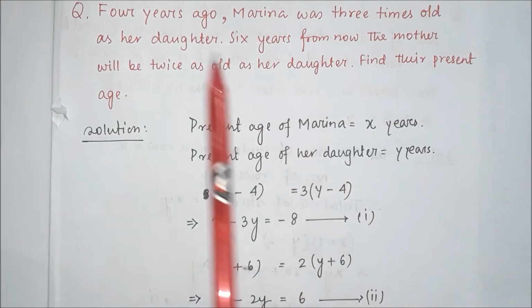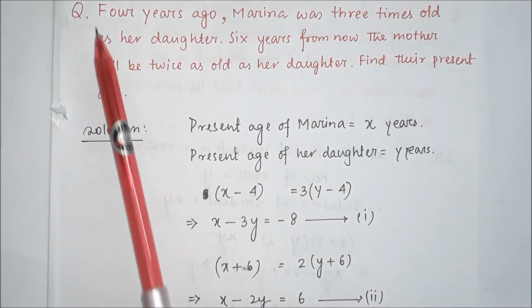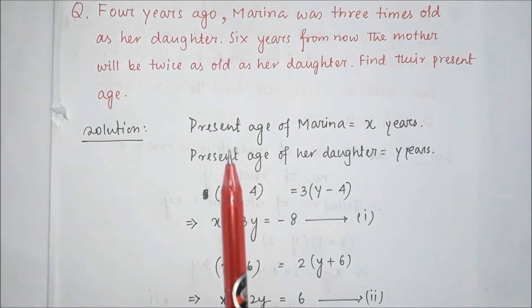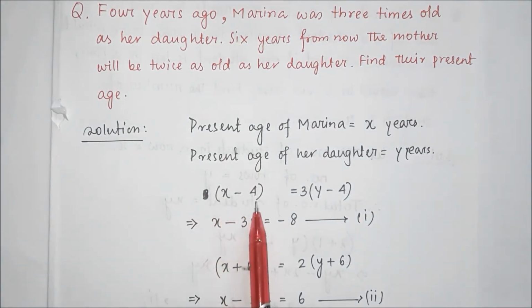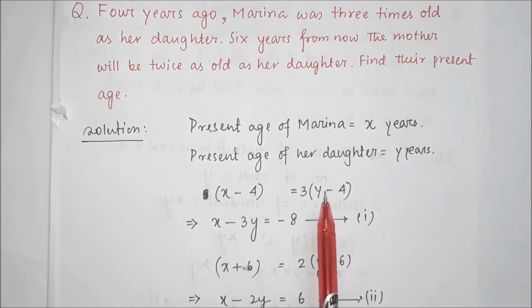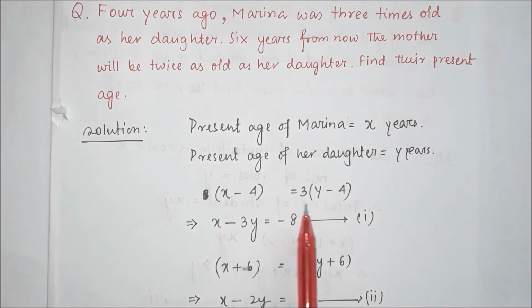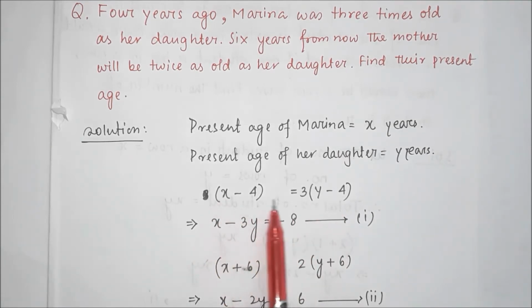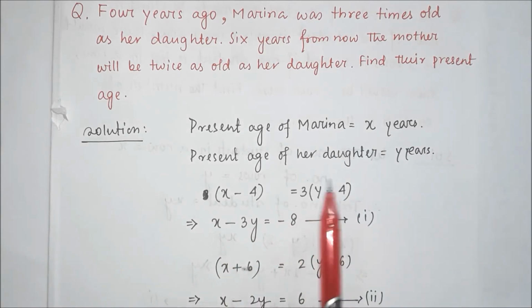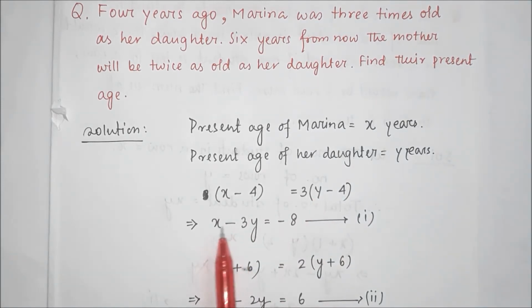So first we consider the present age of Marina as x years and her daughter as y years. Now look at the first condition: 4 years ago. 4 years ago both will be 4 years younger. So Marina's age will be x minus 4 and her daughter's age was y minus 4. Now Marina was 3 times as old, so we need to multiply her daughter's age by 3 to make it equal. So x minus 4 equals 3 times (y minus 4).